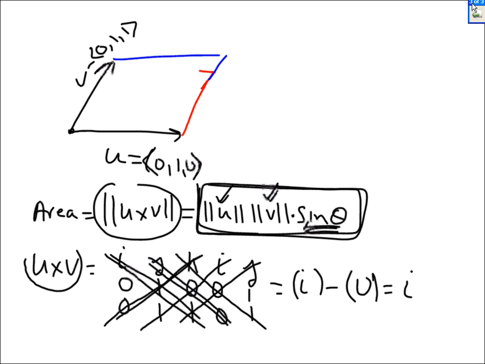So we have u cross v, 1i, we want the length of it. It's just 1. Remember, 1i is 1i, 0j, 0k. So you square the 1, you square the 0, you square the 0, you add them up, you get 1. That doesn't mean that's the answer. You take the square root of that, which is also 1. So the length, the area is 1. The area is 1.